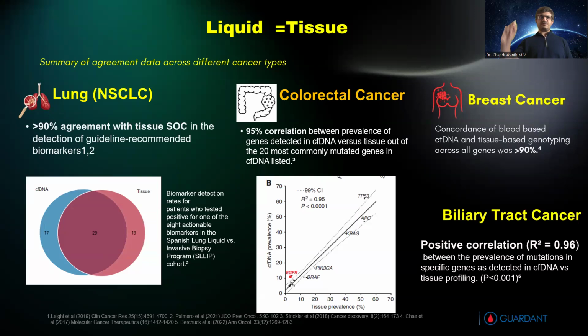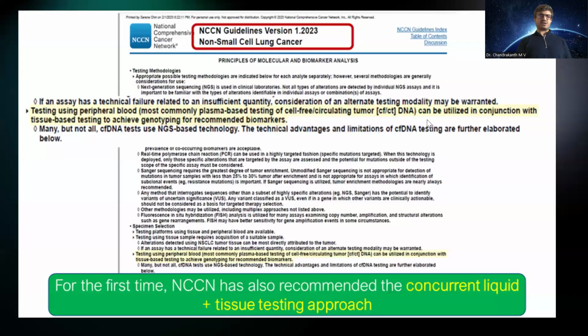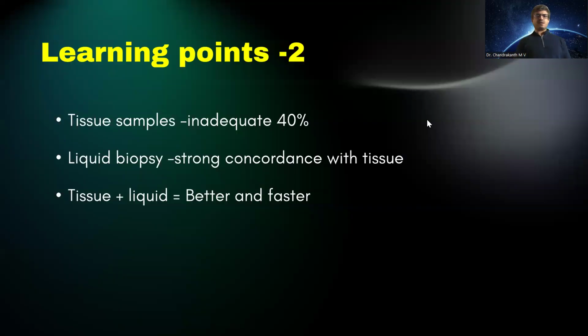So, liquid equals tissue. There is excellent concordance in lung, colorectal, biliary tract cancer, and also in breast cancer. Okay, 90% and above concordance, and this is NCCN saying that if you can do a concurrent liquid plus tissue approach, it is recommended. So learning point number 2: tissue samples are inadequate in around 40% of patients for all the targetable mutations. With liquid biopsy, there is a strong concordance with tissue. If I can do both tissue plus liquid together, it is better and faster.